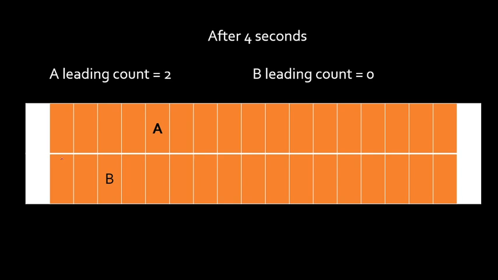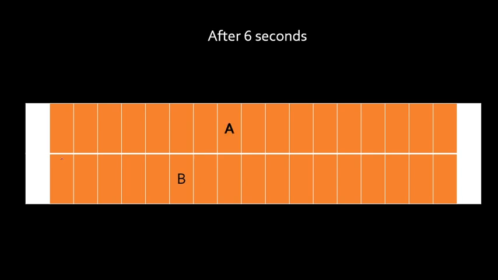Okay. Similarly, after 6 seconds, now also A is leading. So this is the third time A is leading, and for B this is the zeroth time. It hasn't led the race at all.